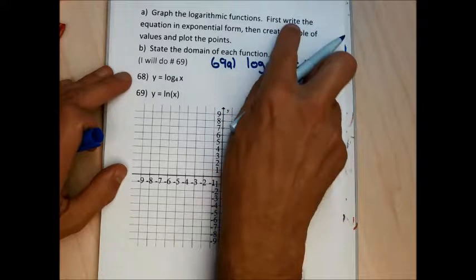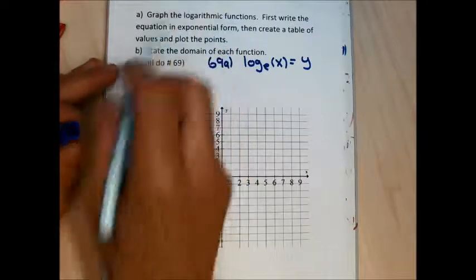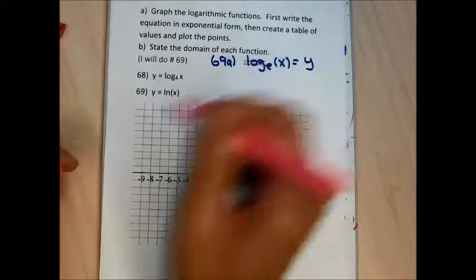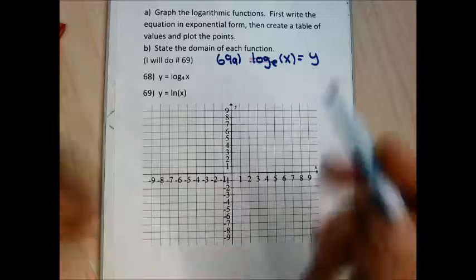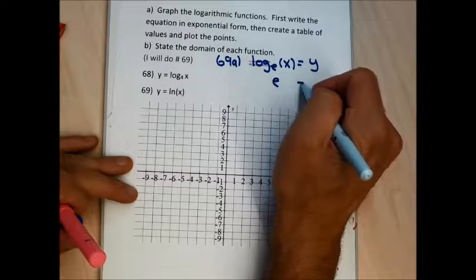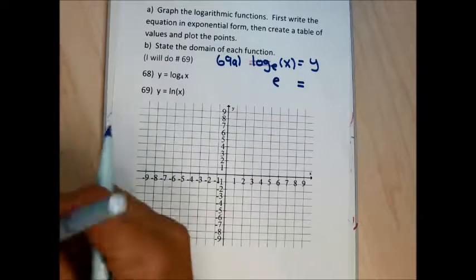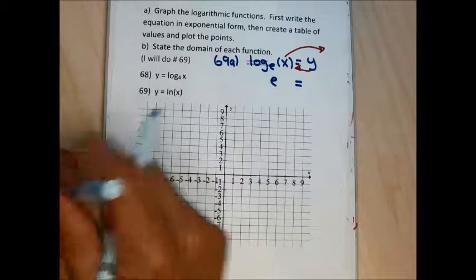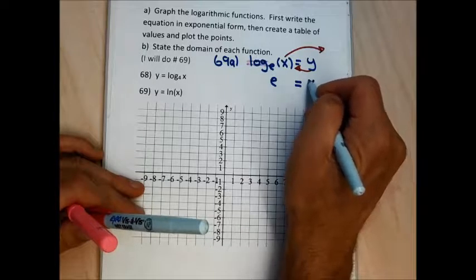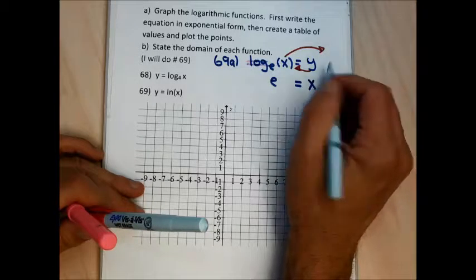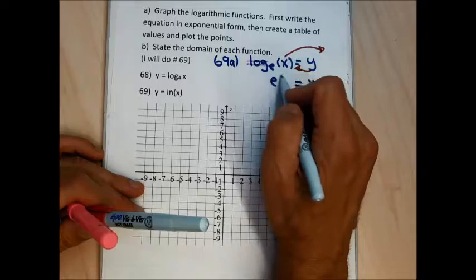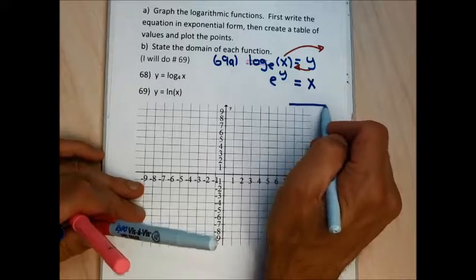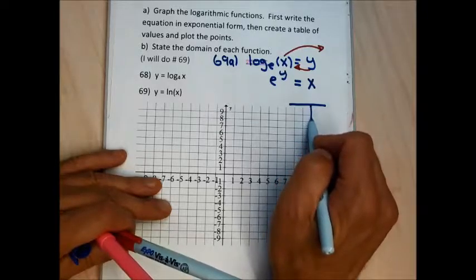So to graph this function, the first thing I want to do is write it in exponential form. To write this function in exponential form, I'm going to cross out the logarithm. The e is going to stay low, the equal sign is going to stay where it's at, and I'm going to move the x to the right side and the y to the left side. When I move the x to the left side, it becomes on the same level as the e. When I move the y, it becomes the exponent. So this is the function that I'm going to graph. It has the same graph as ln of x equals y.